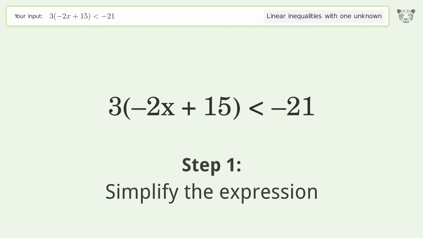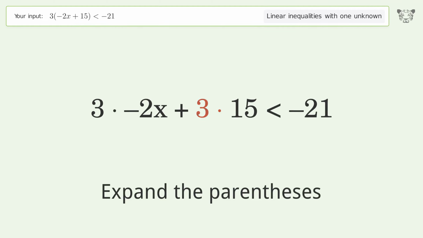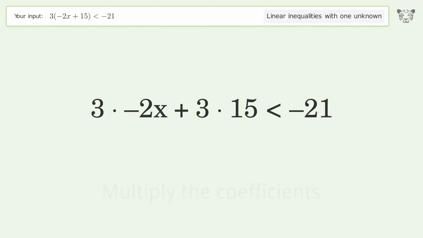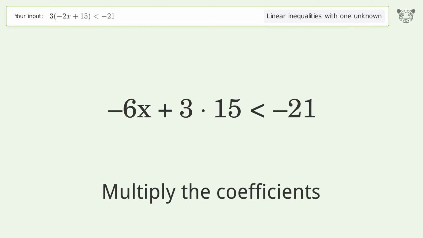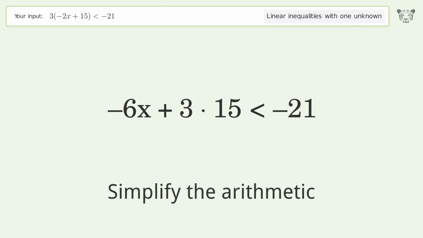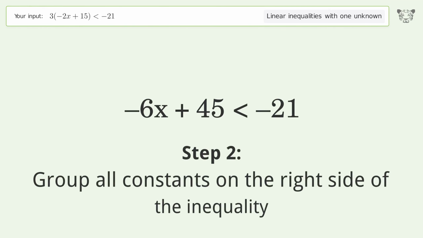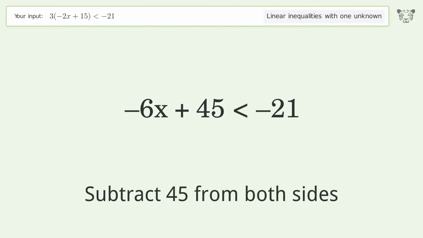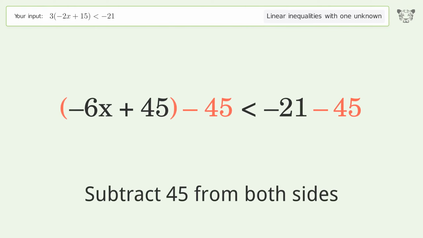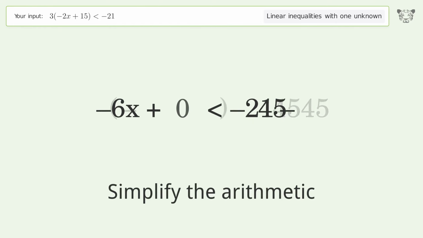Simplify the expression. Expand the parentheses. Multiply the coefficients. Simplify the arithmetic. Group all constants on the right side of the inequality. Subtract 45 from both sides. Simplify the arithmetic.